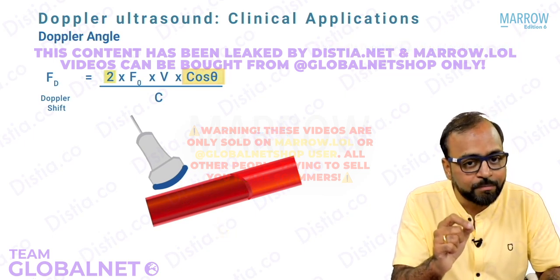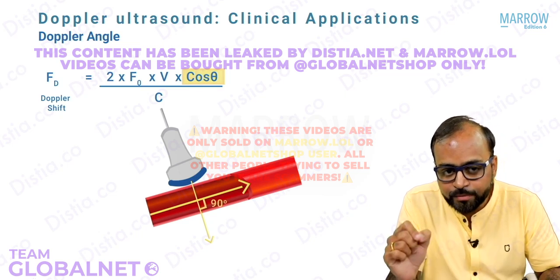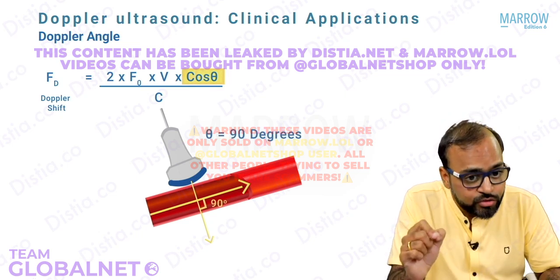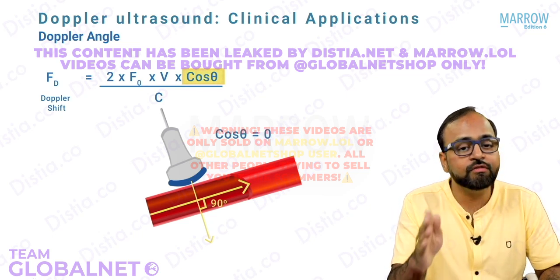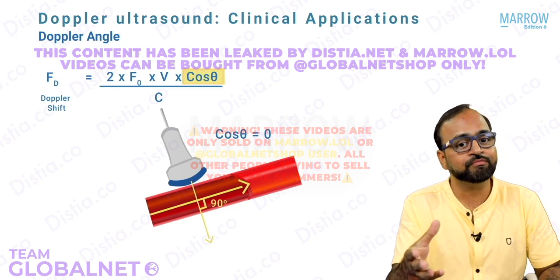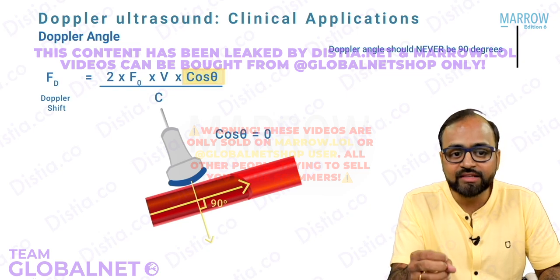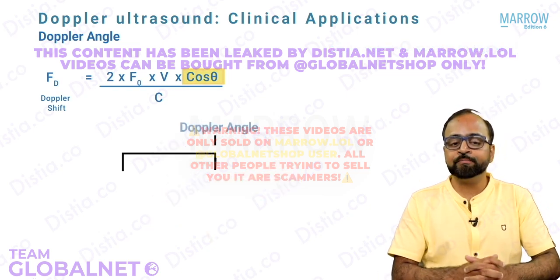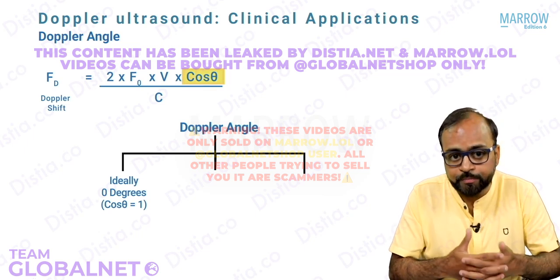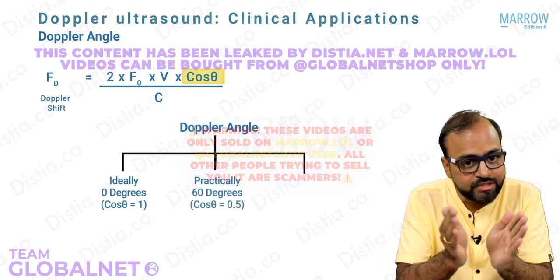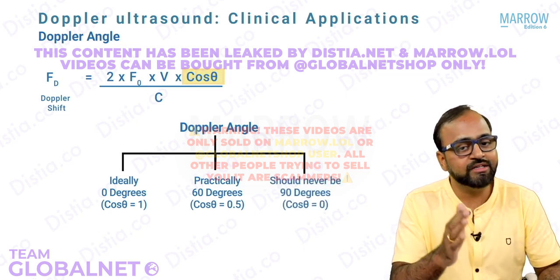What will happen if the Doppler angle is 90 degrees? That is, the angle between the ultrasound beam and the plane of blood flow is 90 degrees, so cos of 90 is 0. So the Doppler shift will be 0. The machine will falsely tell you that there is no blood flow. It is a fallacy or shortcoming of this particular technique, and therefore when you think of the Doppler angle, remember the Doppler angle ideally should be 0 degrees, but it is not possible. So practically it is kept around 60 degrees, and it should never be 90 degrees.